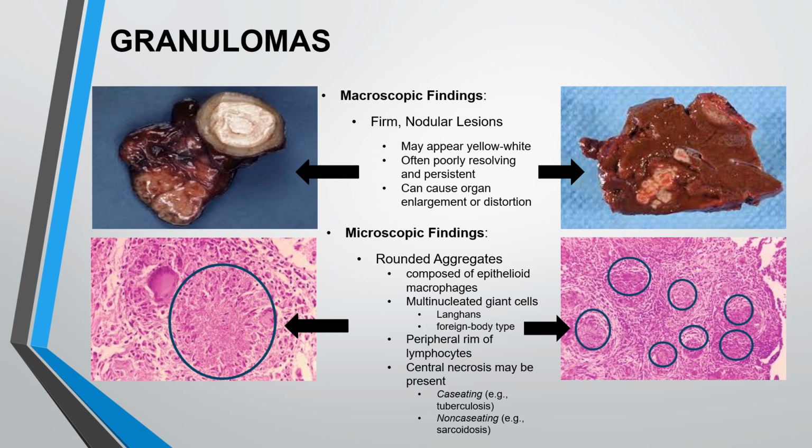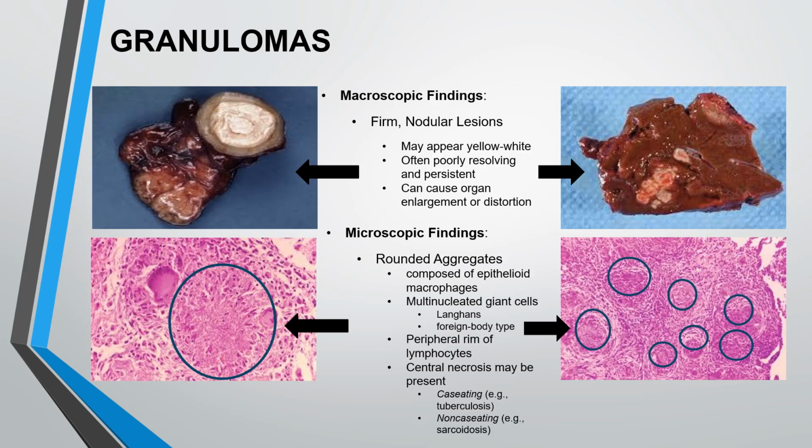Over time, they can distort normal organ architecture, which matters both clinically and histologically. Now, microscopically. This is where histotech eyes light up. Granulomas are rounded aggregates of epithelioid macrophages. These are activated macrophages that start looking more epithelial than phagocytic. You'll also see multinucleated giant cells, and there are two classic types of giant cells to remember.